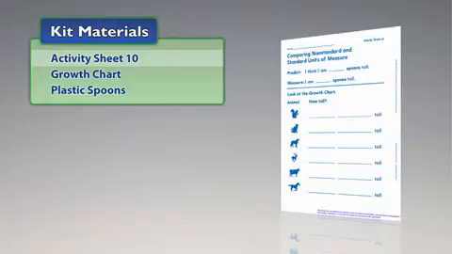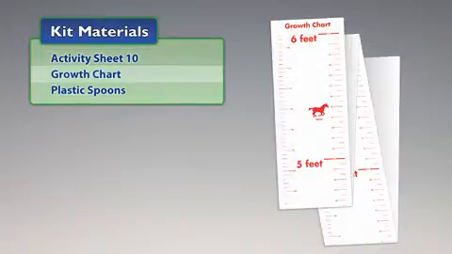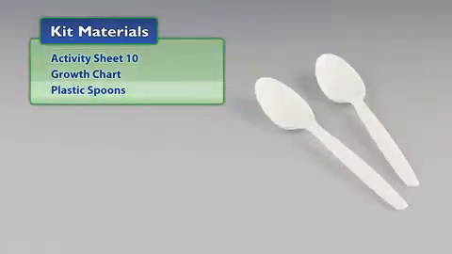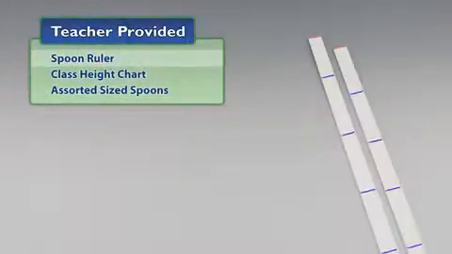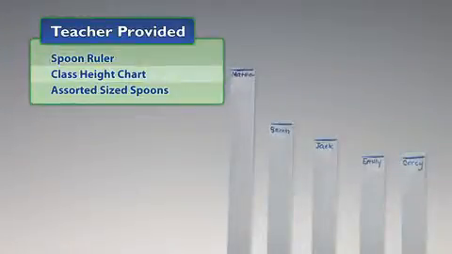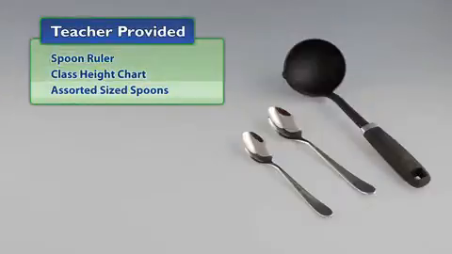From the kit, you will need Activity Sheet 10, growth chart from Activity 8, and plastic spoons. You will also need to provide spoon ruler from Activity 9, class height chart from Activity 8, and assorted sized spoons.